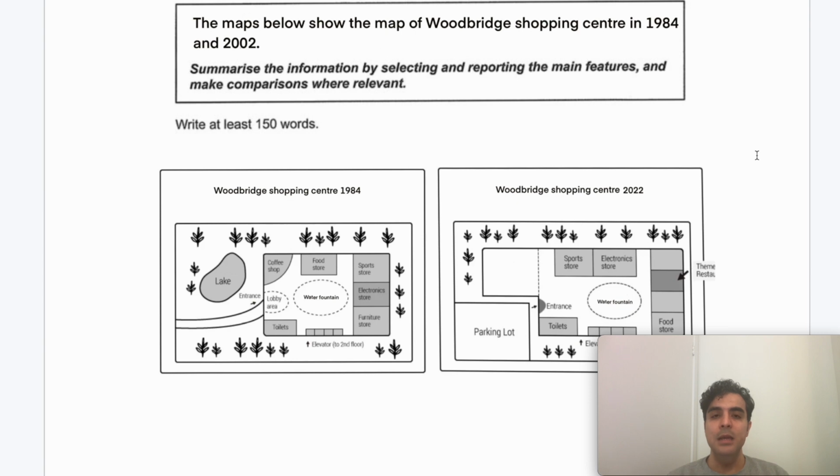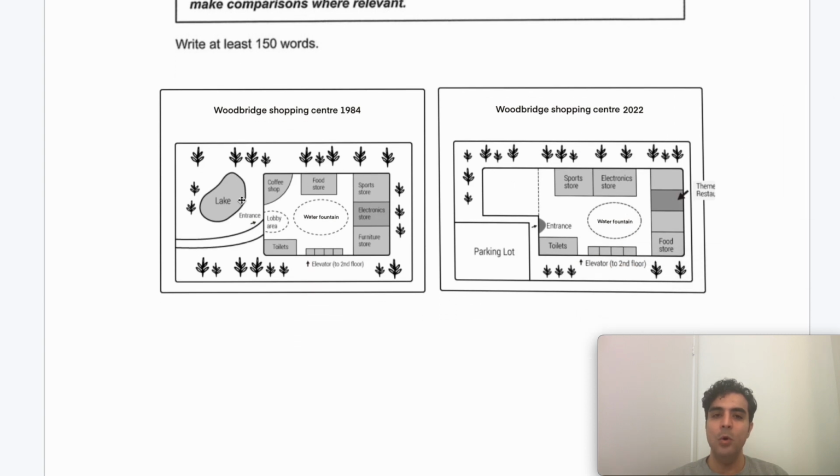So as you can see, it says the maps below show the plan of Woodbridge Shopping Center in 1984 and 2002. The instructions are, again, the same. Summarize, select, report, and make relevant comparisons. Here, as you can see, we actually have two maps, right? So we have the map corresponding to what the shopping center looked like in 1984, and then we have a similar map this time showing how the shopping center has changed over time in the year 2002.